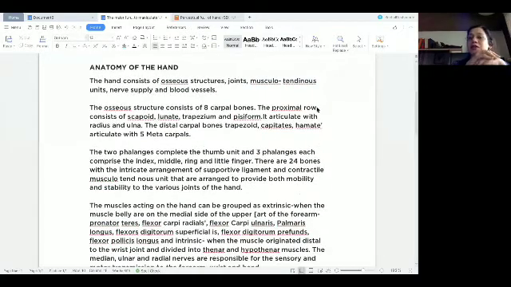The osseous structure, as we all know, is composed of 8 carpal bones. The proximal row of scaphoid, lunate, triquetrum, and pisiform articulates with the radius and ulna. The distal bones are the trapezium, trapezoid, capitate, and hamate, which articulate with the 5 metacarpals. The 2 thumb phalanges complete the thumb unit, and the 3 phalanges comprise the index, the middle, the ring and the little finger. There are 24 bones totally in the hand, which are completely supported with your ligaments and contractile musculotendinous units.